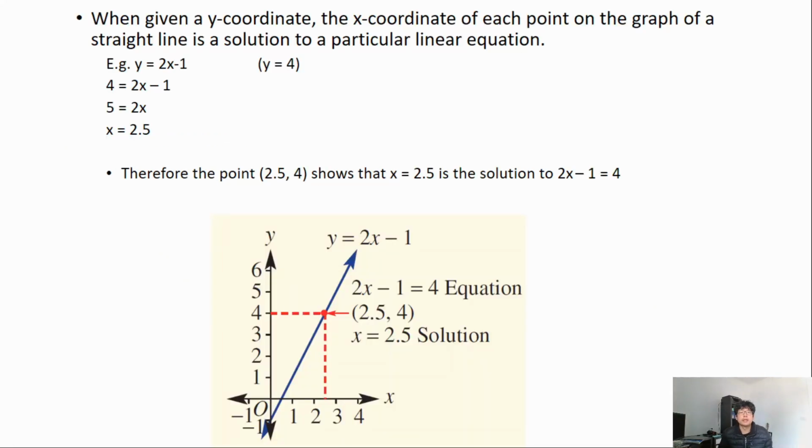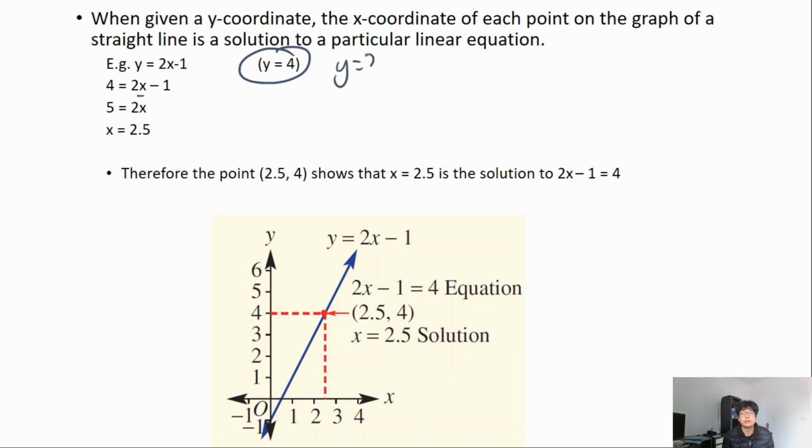Alright, so there's a couple of key things we need to know to start us off. The first point is that when given a y-coordinate, the x-coordinate of each point on the graph of a straight line is a solution to a particular linear equation. So an example here, we're given the equation y equals 2x minus 1, and we're told that y equals 4. So the x-coordinate will be the solution when we substitute that y into the rule. So we've substituted 4 into the y here.